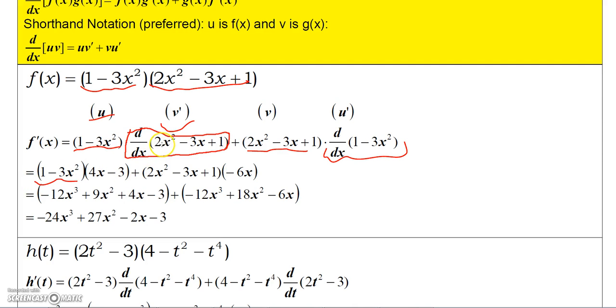And then I take the derivative of this function, and so applying my rules from basic differentiation, I know the derivative of 2x squared is 4x. I know the derivative of minus 3x is minus 3, and I know the derivative of 1 is 0. So that's just going to be 4x minus 3. And then for the other term, I bring down the trinomial 2x squared minus 3x plus 1. And then I get the derivative of this. So the derivative of 1 is 0, so I don't need that. And then the derivative of minus 3x squared is minus 6x.